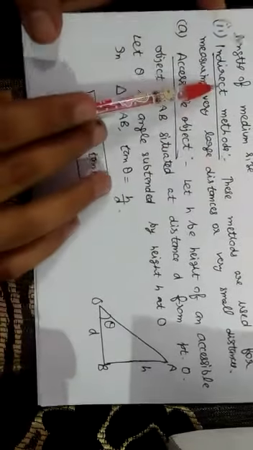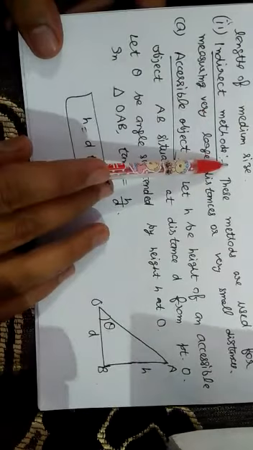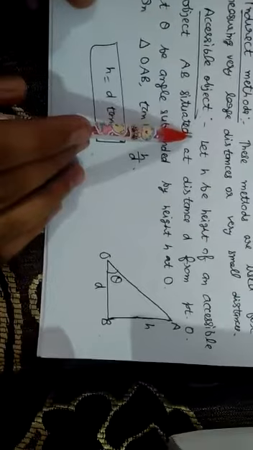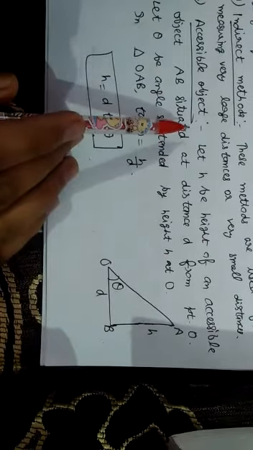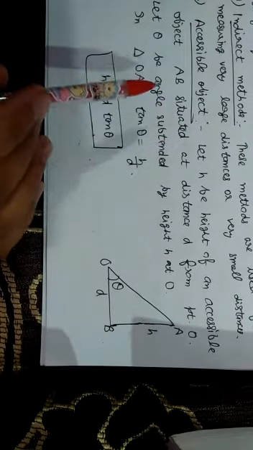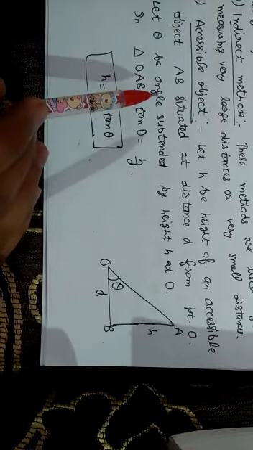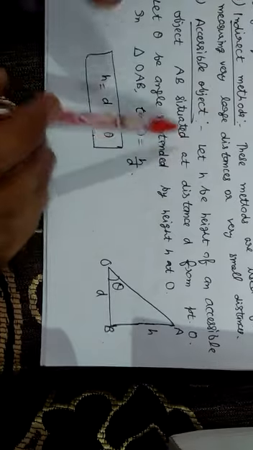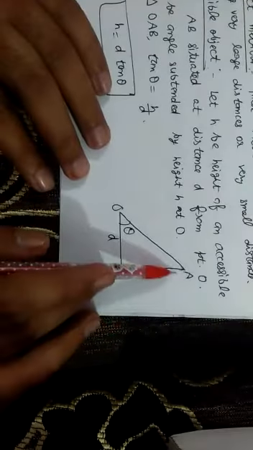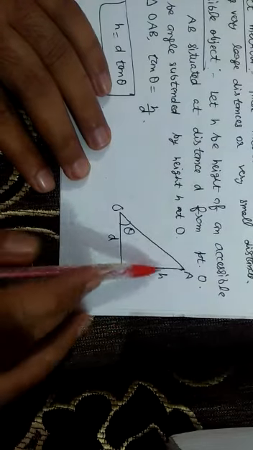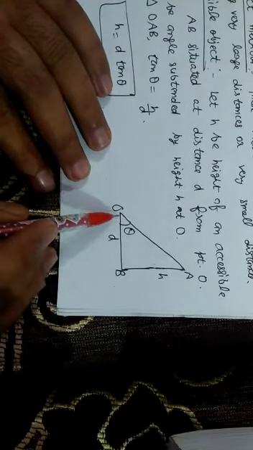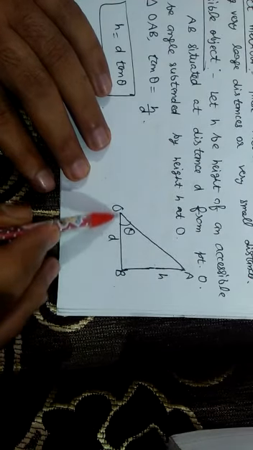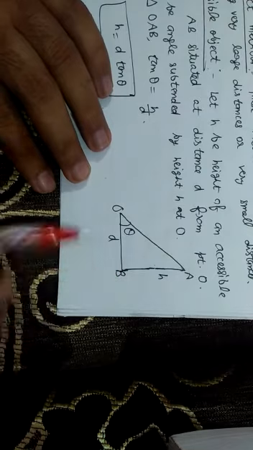Now, types of indirect methods. Two types are here. First type is for accessible object. Now what is meaning of accessible object? Any object whose distance from point of observation is given is called accessible object. For example, we have a tree. From any point O, the distance of the tree is given to us. So a tree will be an accessible object.